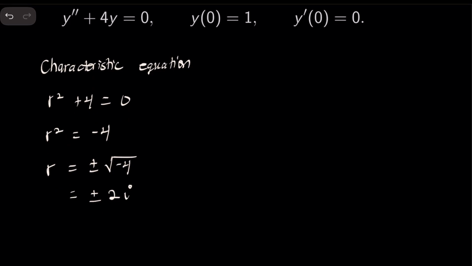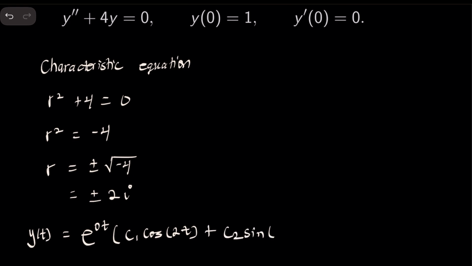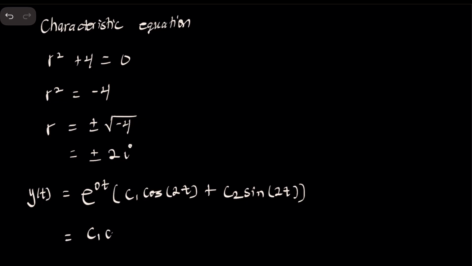Thus our general solution will be y of t is equal to e to the real part. The real part here is 0. Then multiplying c1 cosine of the imaginary part, so that's 2t, plus a constant, say c2 sine of the imaginary part, so that will be 2t. And so this is our general solution. This simplifies to c1 cosine of 2t plus c2 sine of 2t.